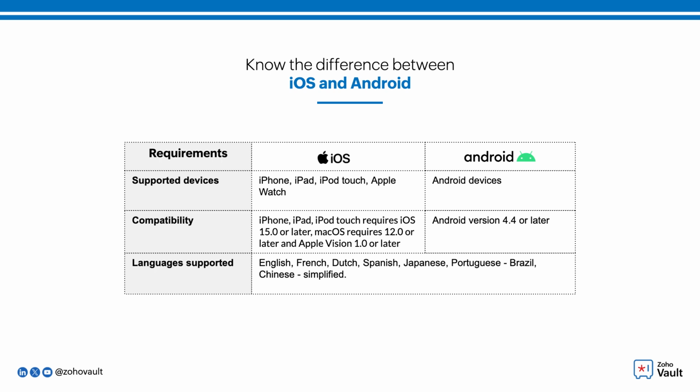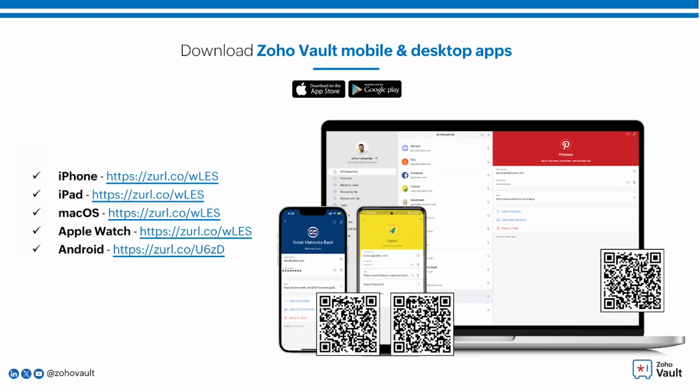Both apps support over 7 different languages and in-app purchases. For iOS, download from the App Store, and for Android, download from the Google Play Store. Here's a quick link to download Zoho Vault across different platforms.